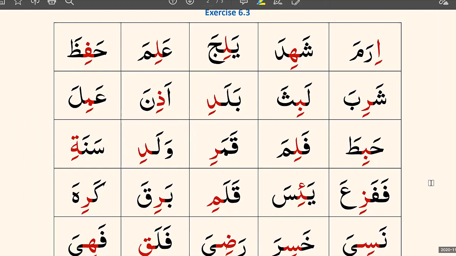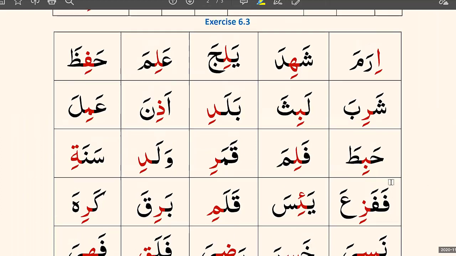So exercise 6.3, and this time you have 5 columns, and these are the words from the Quran, and the letter with the kasra has been color coded, highlighted, and you start from line 1, please, from right to left.